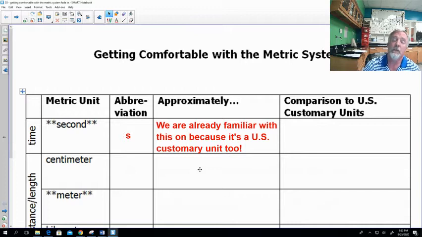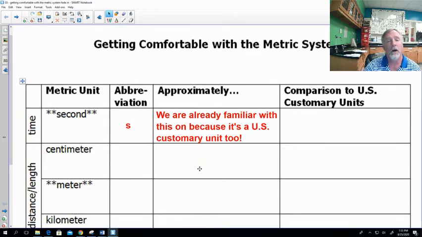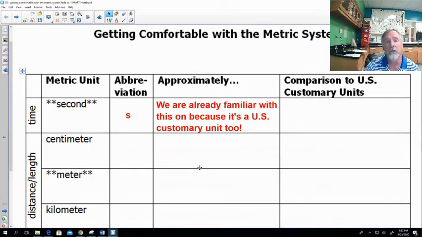Now I want to talk about distance and length units. The first one I want to talk about here is centimeters. Hopefully that's one you've heard of as well. And the abbreviation for this one is simply cm. And if I give you an idea how big this is, if you look at the diameter of your pen or a pencil, that's about a centimeter.